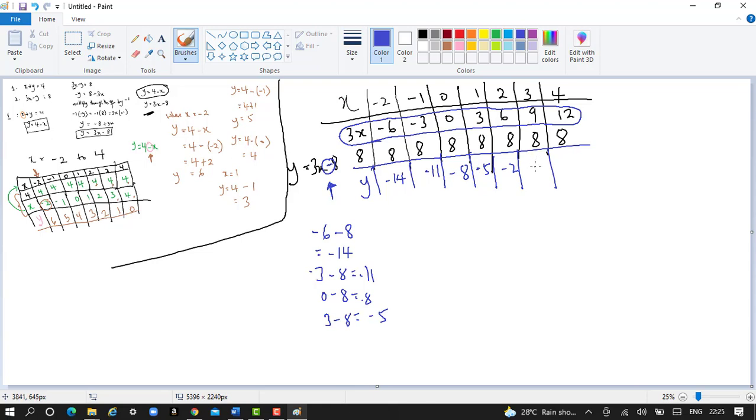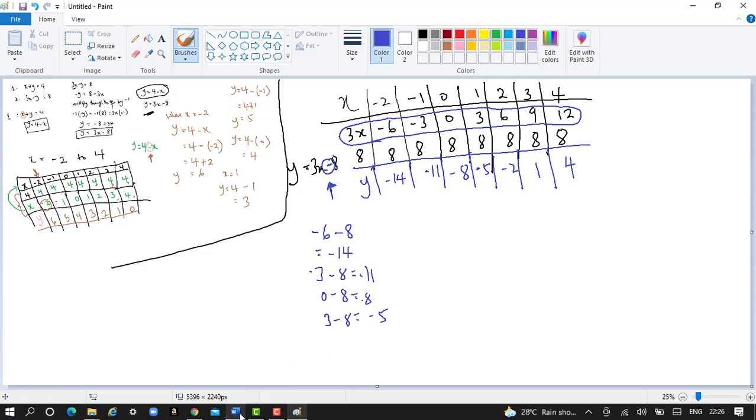9 minus 8, you're going to get 1. And 12 minus 8, you are going to get 4. I believe I am right. So when you go through again, -6 minus 8 is -14, -3 minus 8 is -11, 0 minus 8 is -8, 3 minus 8 is -5, 6 minus 8 is -2, 9 minus 8 is 1, and 12 minus 8 is 4.